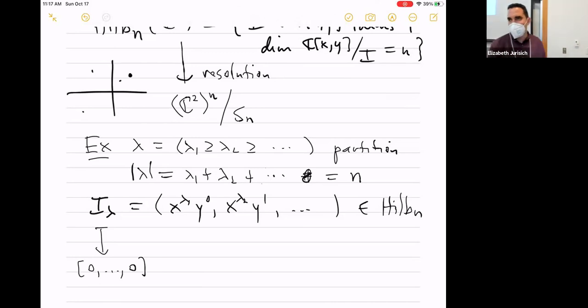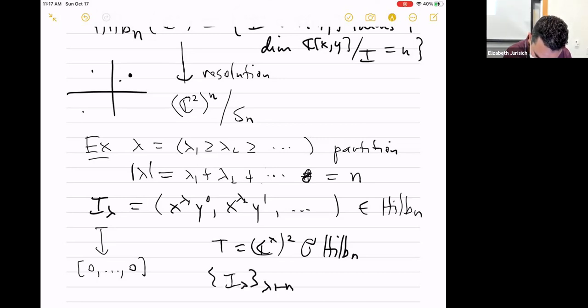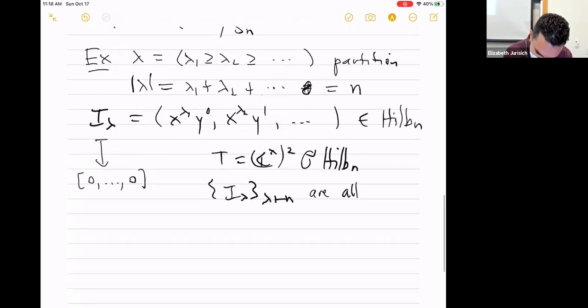Okay, these are special points in the Hilbert scheme. These are the torus fixed points. So there's a two-dimensional torus acting on Hilb n. It just comes from the natural two-dimensional torus that acts on the plane. Okay. And these I lambda, where lambda is a partition of n, are all T-fixed points.